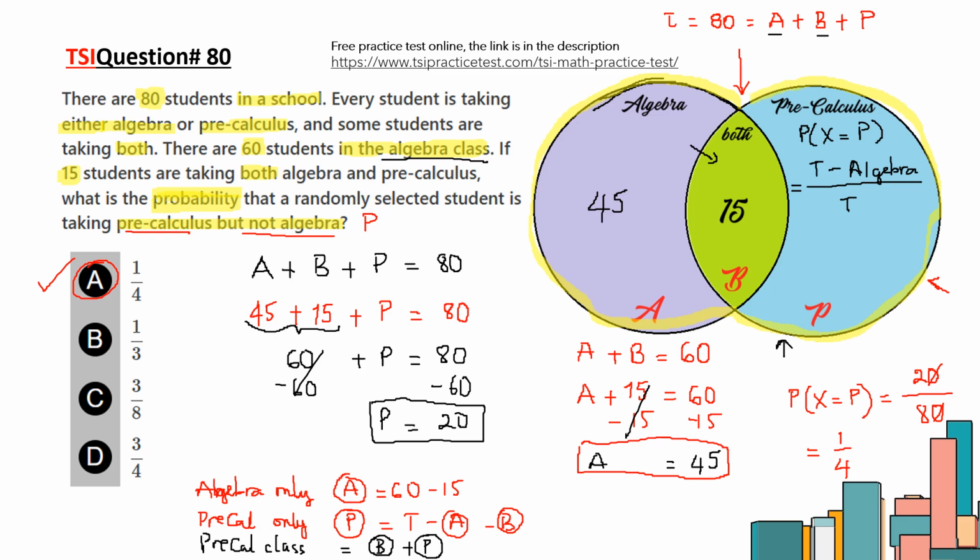That is the total. But now you have the algebra class, the green one, the bubble right here. When you subtract the algebra class from the total, you have the section P only, which is the students taking pre-calculus only. So you have that on the top, and then you divide by the total, and you have the answer.